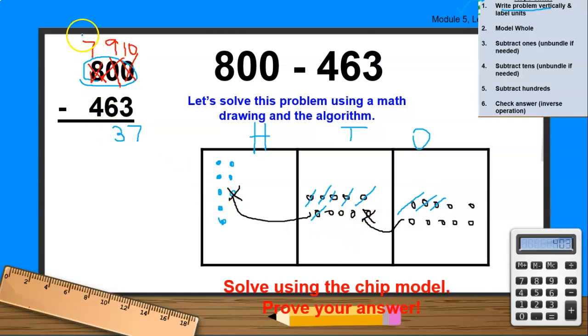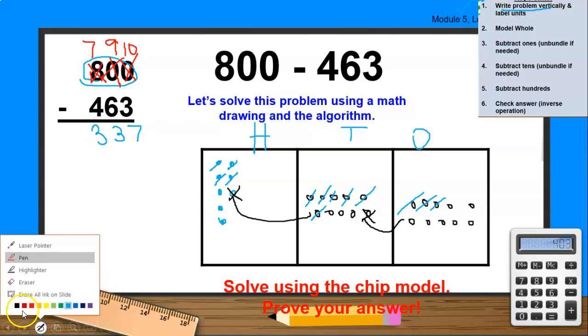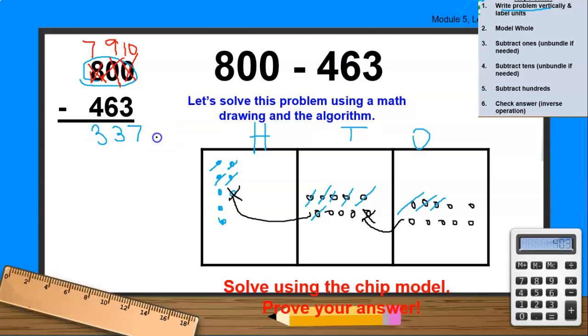Then I start in the hundreds place. I start with 7 and I take away 4. So I go 1, 2, 3, 4. That means I ended up with 3. Well, quickly, boys and girls, let's check our work. Remember, we check our work bottom up.